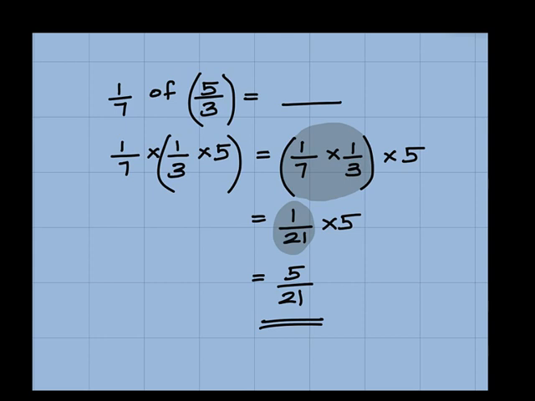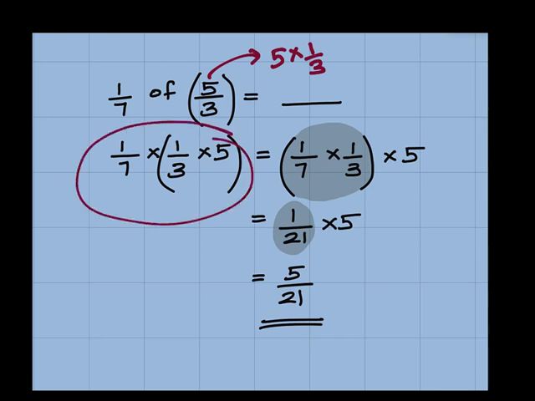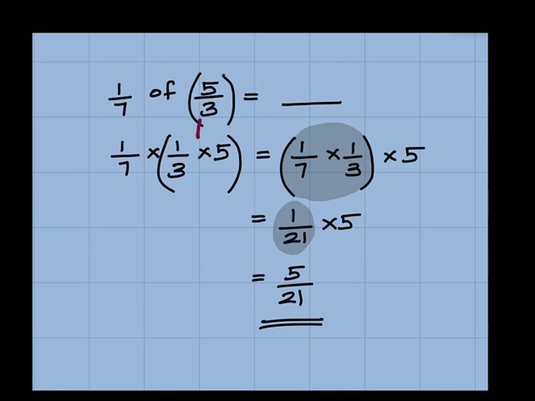Now let us do the next problem. 1 over 7, or 1/7 of 5/3. This 5/3 can be written as 5 times 1/3. Remember that? 5 times 1/3. So in this step I've substituted 1/3 and times 5 for 5/3.